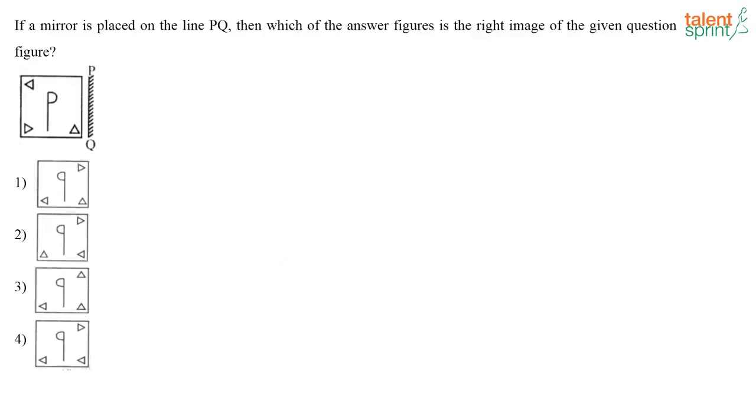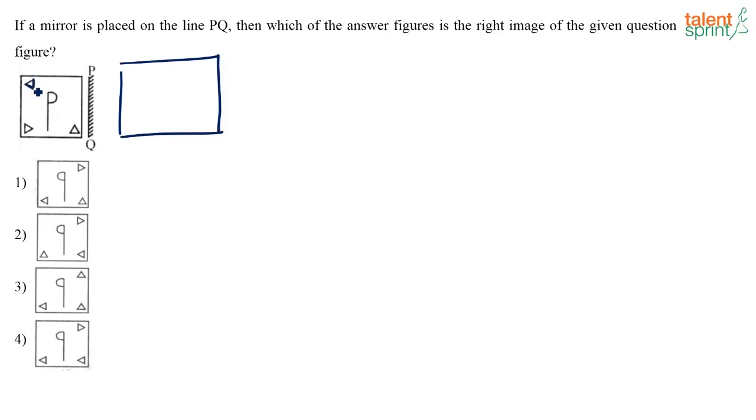If a mirror is placed on the line PQ, then which of the answer figures is the right image of the given question figure? So if a mirror is placed here, right, now if the mirror is placed either on the left hand or the right hand side, what will happen? The left and the right of the image will get interchanged. The top and the bottom has to remain the same. So how should the mirror image look?